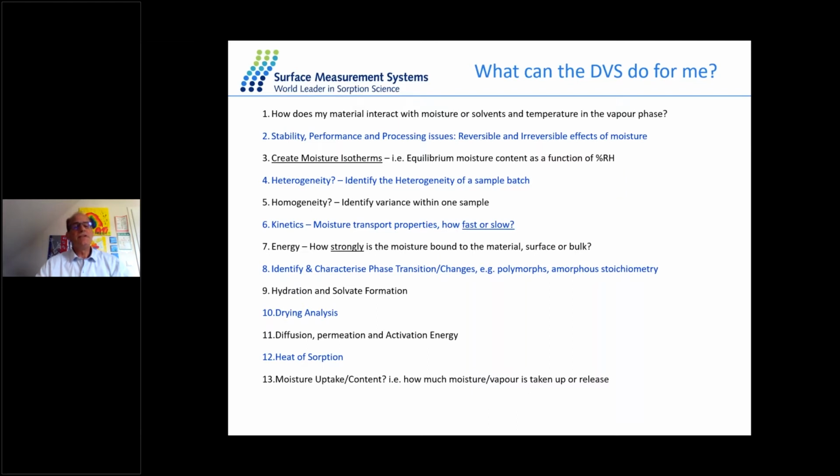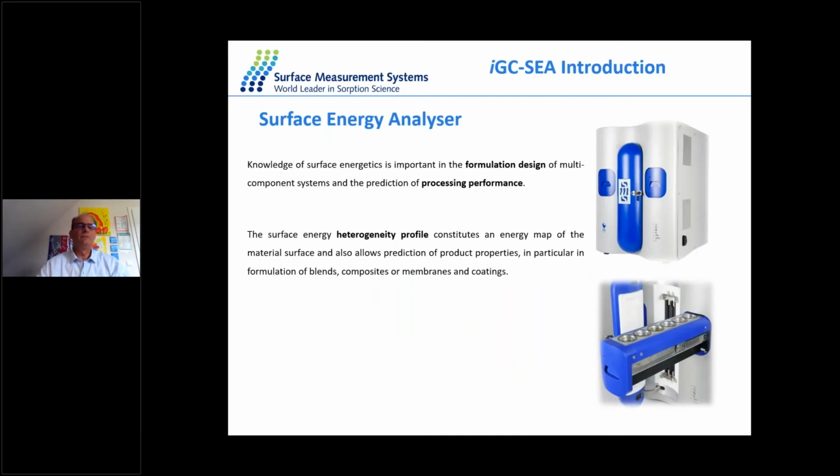An important point is the kinetics. How fast do things happen? How fast is the absorption? What you need also for diffusion experiments. How strongly moisture or other vapors are bound to a material. It allows you to identify phase transitions, for example, glass transition as a function of humidity, hydration and solvate formation, drying analysis for the DVS Vacuum, diffusion and permeation measurements and activation energy, heat of absorption, and of course, moisture uptake, moisture content, all those values.